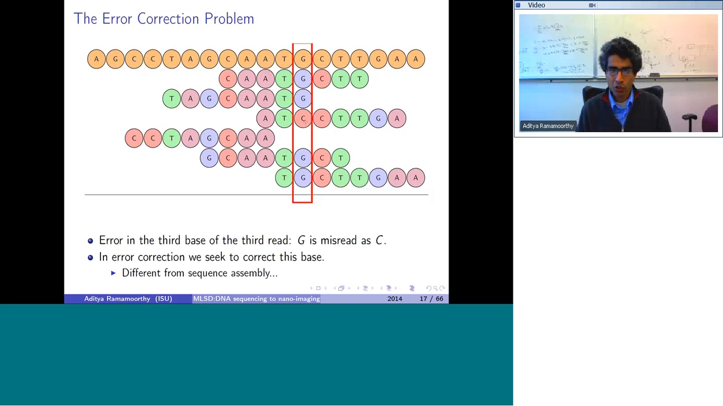Okay, but I want to emphasize that it's different from sequence assembly. In sequence assembly, you are given these reads and you're trying to actually come up with the whole genome. So that's a harder problem. Error correction can be viewed as a front end to the actual problem of sequence assembly.